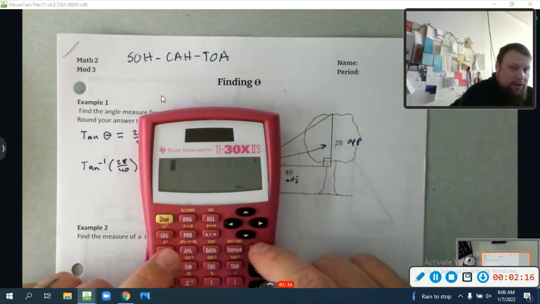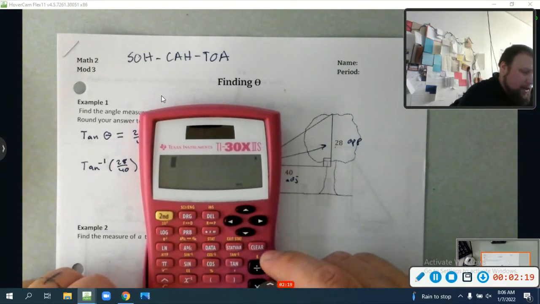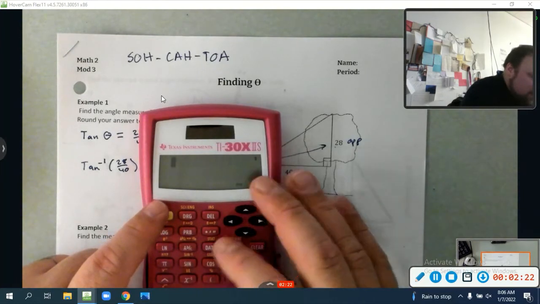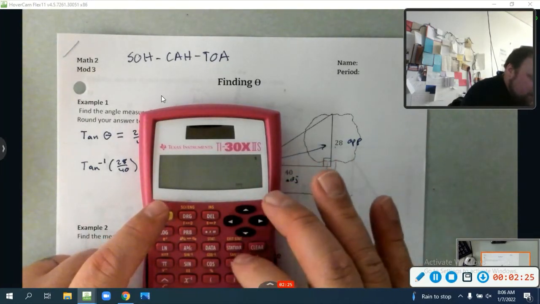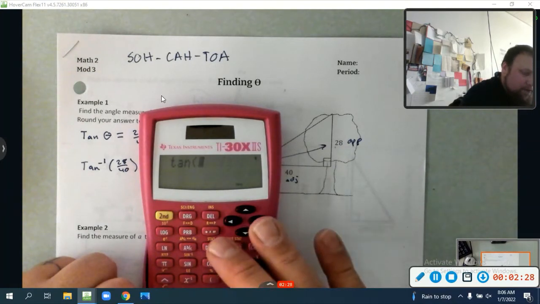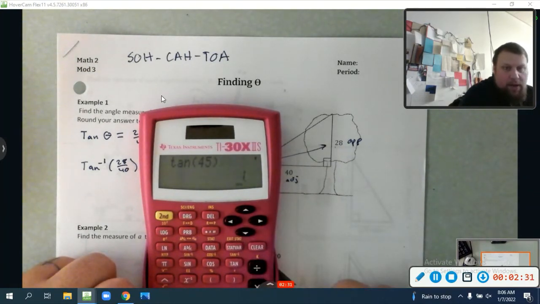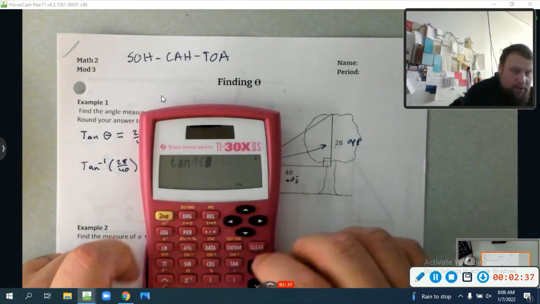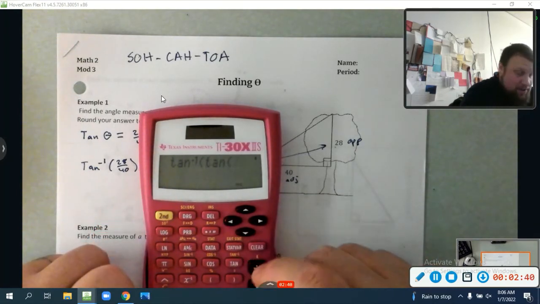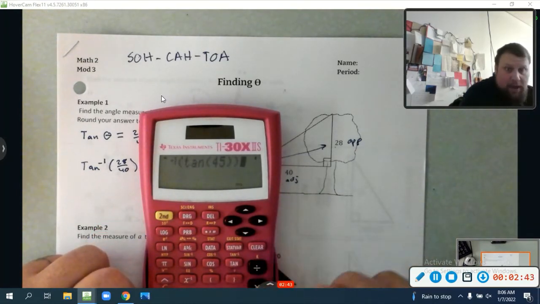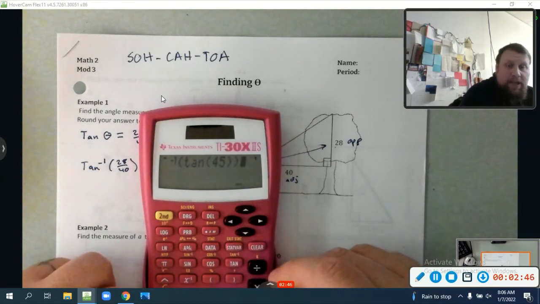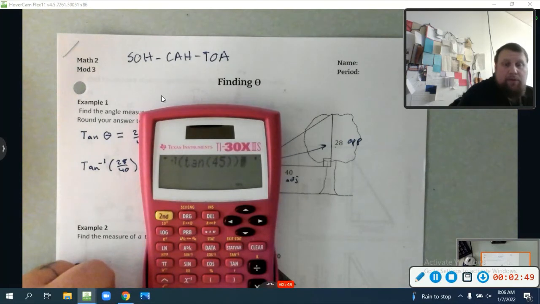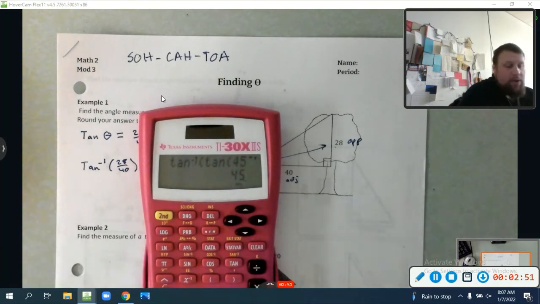Let me show you a little exercise. If I take, let's say, the tangent of 45 degrees, boom, that's 1. So watch this now. I'm going to take the inverse tangent of the tangent of 45 degrees. If I did this correctly, it should come out as 45 because the inverse tangent should cancel out the tangent. We should just be left with 45 degrees. Look at that, it's 45 degrees. So when you take the inverse tangent, it undoes the tangent function and brings you back to the degree measure.